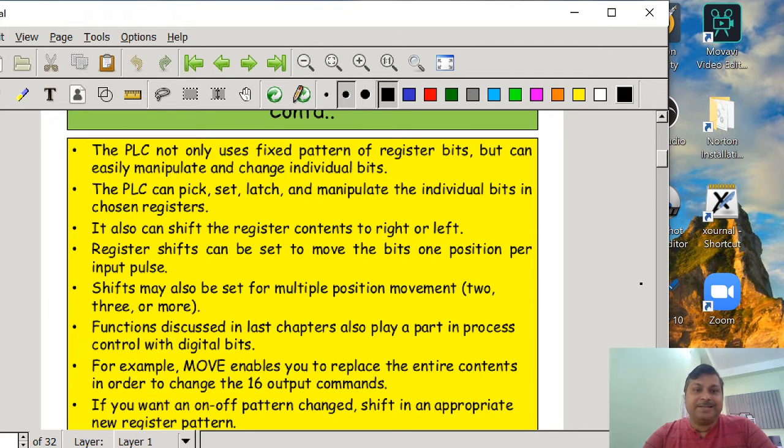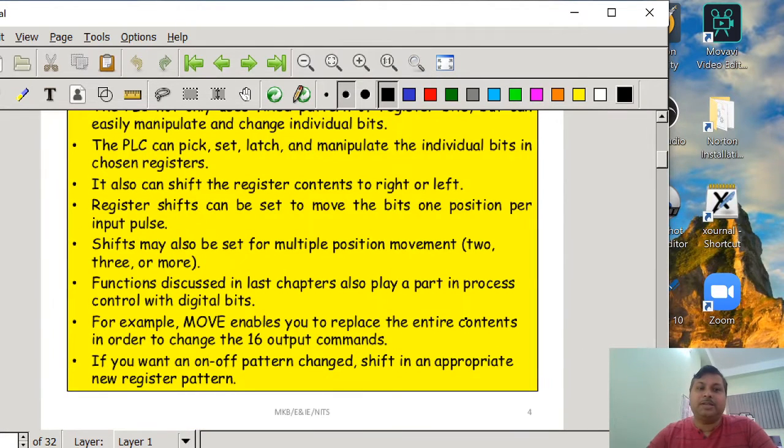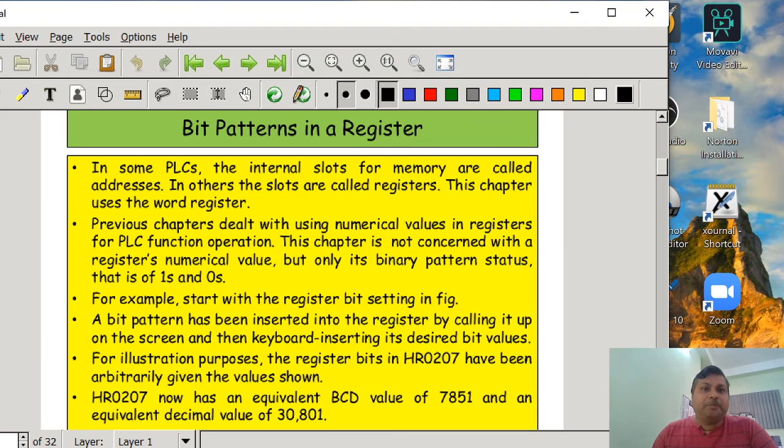Okay, the functions discussed in the last chapters also play a part in process control with digital bits, that is the move function. For example, move enables you to replace the entire contents in order to change the 16 output commands. If we want an on-off pattern changed, shift is an appropriate new register pattern, that we are going to understand. In case of move, you are replacing the entire 16-bit content. But here, in using bit pick, set and latch, you have control bit by bit, okay, for a register. So, bit patterns in a register.